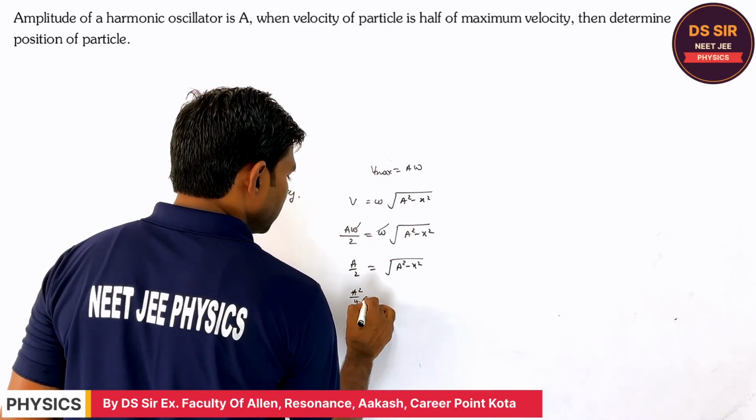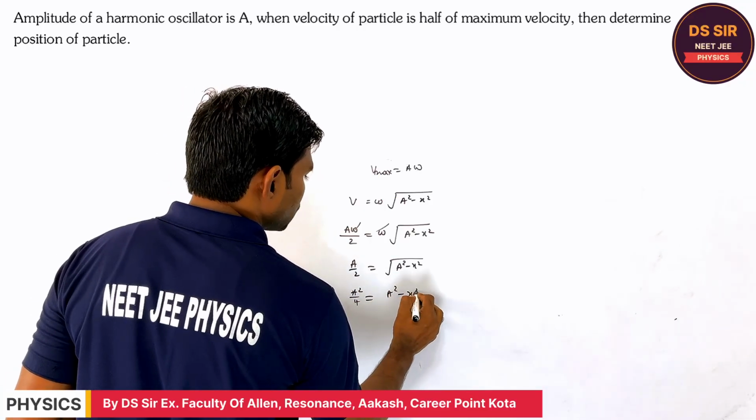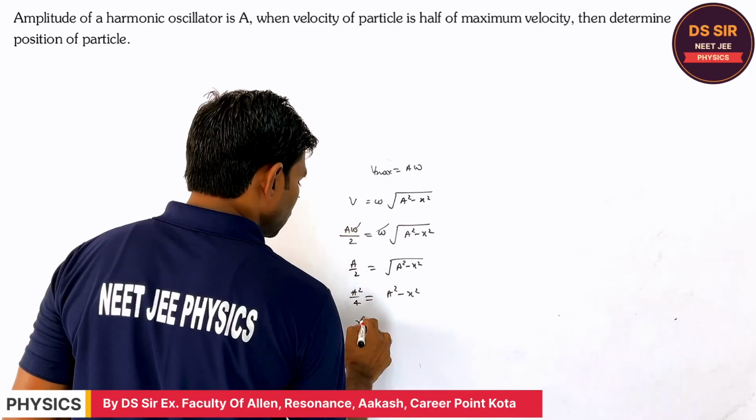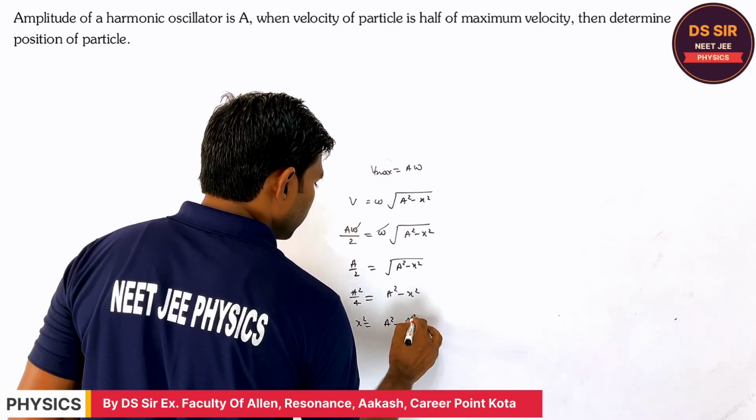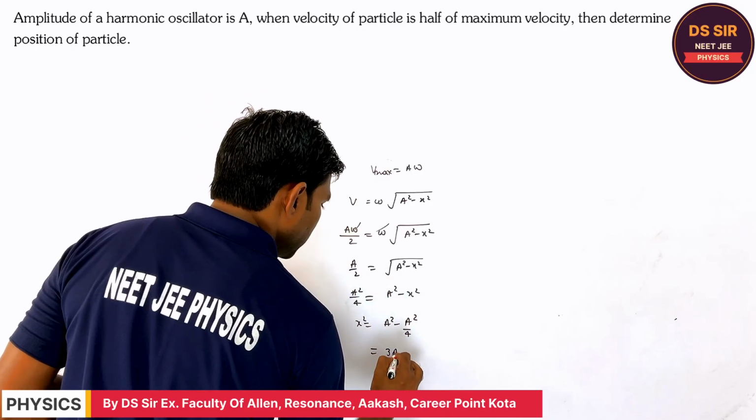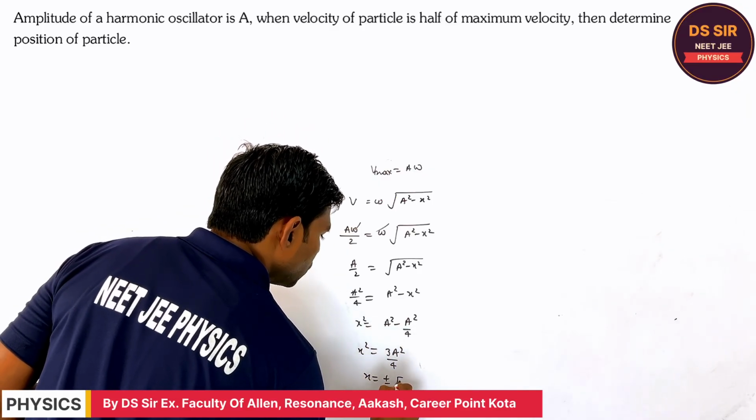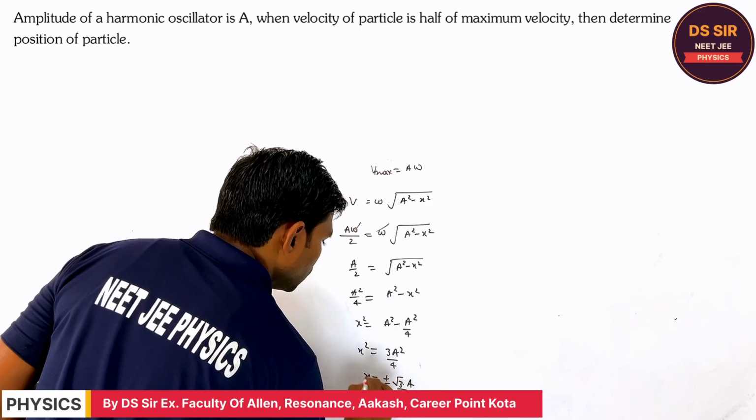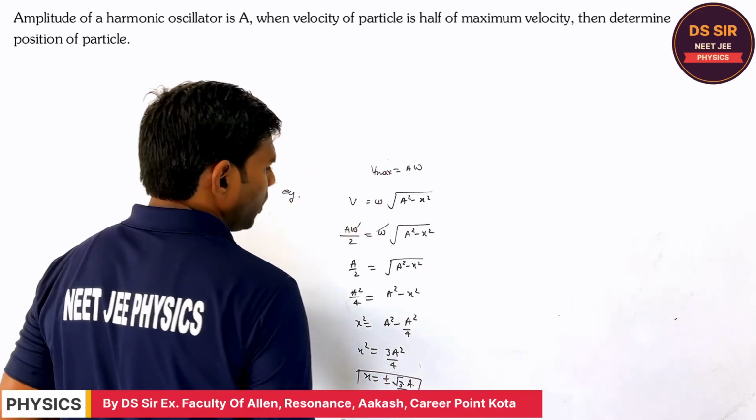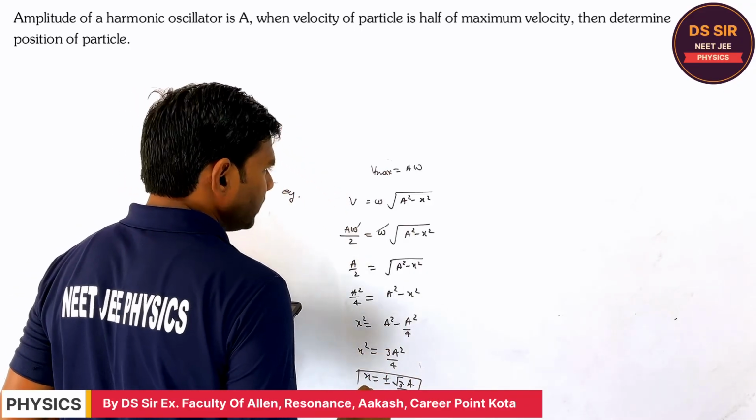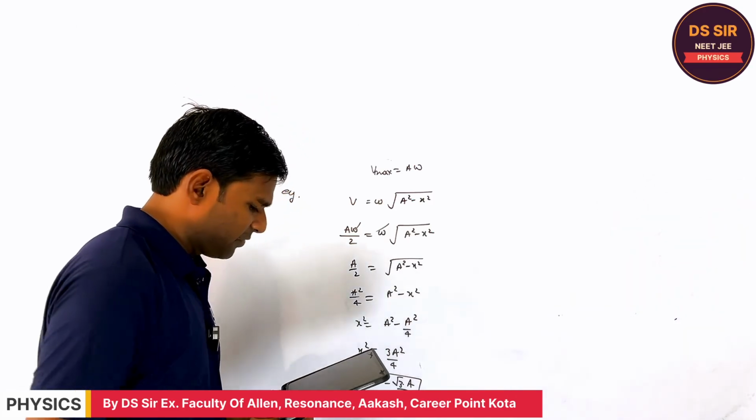Simplify this, a square minus x square, right? So x square is equal to a square minus a square by 4. It is equal to 3a square by 4. This is x square. So the x value is plus minus root 3 into a by 2. So these are the two positions of the particle when the velocity is half of the maximum value, right?